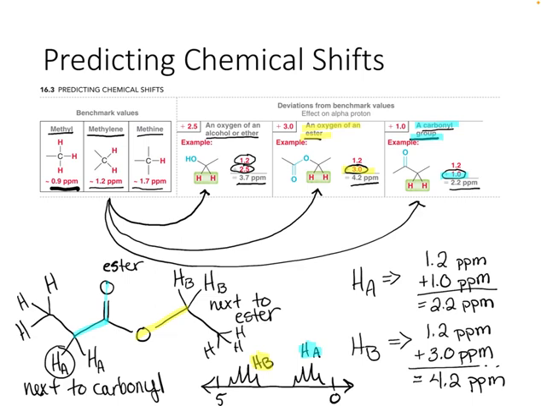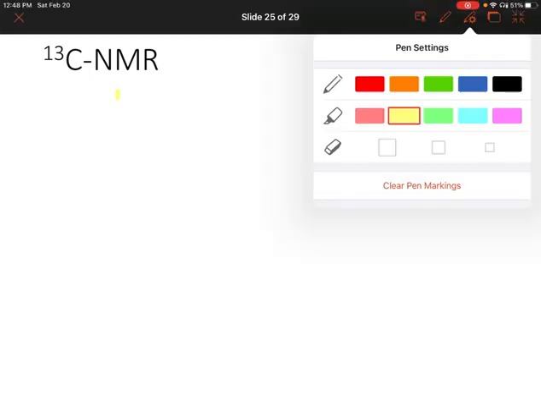Now, one last thing we have to talk about before we end our chapter is carbon NMR. So remember, we can use NMR with all sorts of isotopes as long as they have an odd number of protons and neutrons in the nucleus. So carbon-13 NMR and then proton NMR are the 2 most common types. Now, carbon NMR is less sensitive than proton NMR.